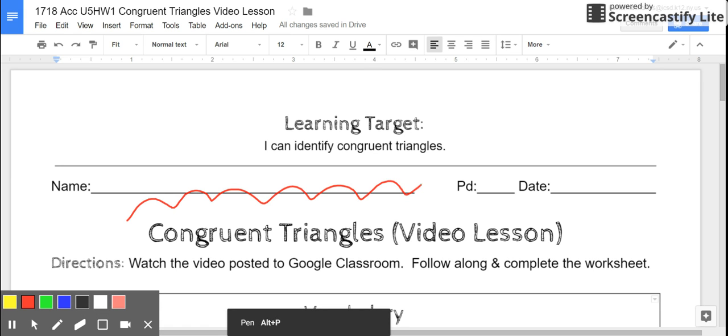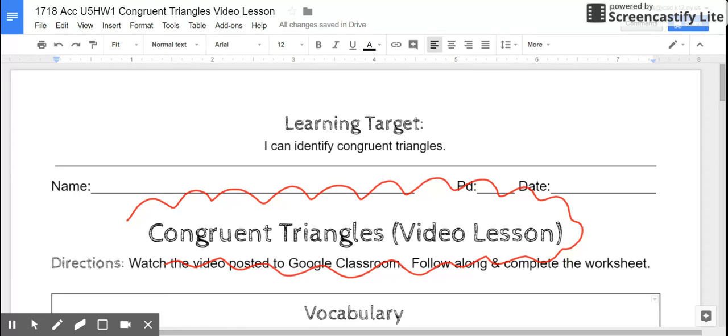This is the Congruent Triangles video lesson. Today's learning target is I can identify congruent triangles. Please follow along on your worksheet and write down whatever you see on your screen.